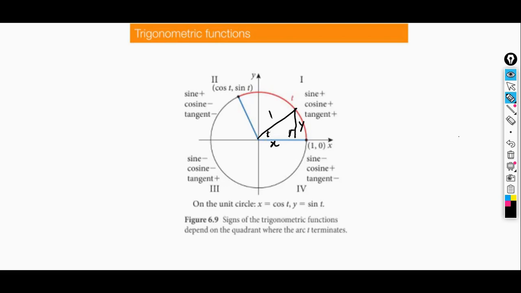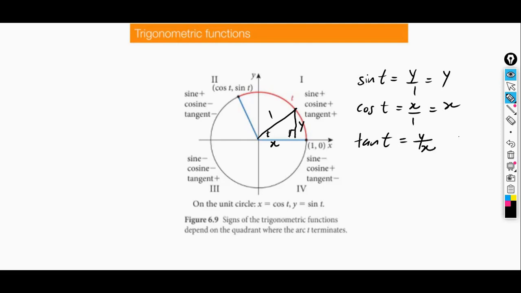So notice that sine of t is equal to opposite y divided by the hypotenuse, which is 1. In other words, y gives us the value for the sine of t. Likewise, cosine of t is going to be adjacent x over the hypotenuse 1, which is just x. So in the unit circle, cosine of t is equal to the x coordinate. And tangent of t is going to equal opposite over adjacent, or y over x.